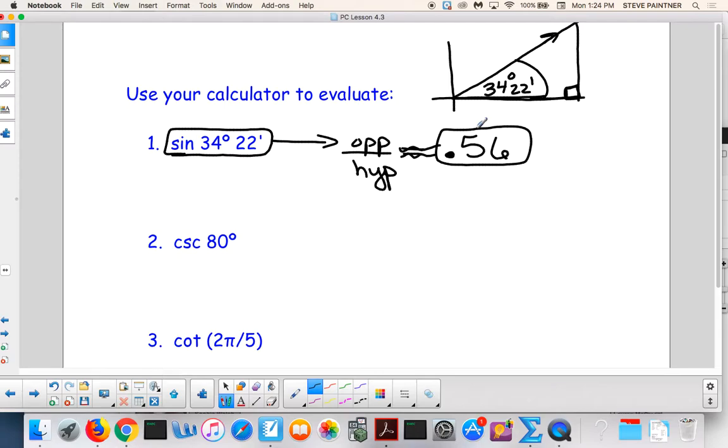Okay. So should we always have our calculator in degrees? Well, hey, you know what? It's your calculator. Yeah, you do what you want. But see, that one is not in degrees. Okay, let's do this one. Cosecant of 80.